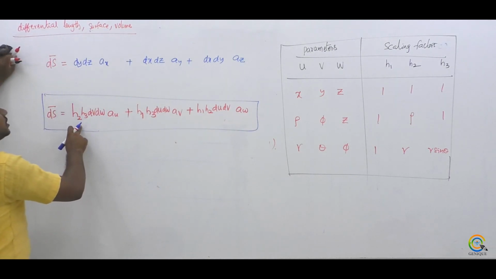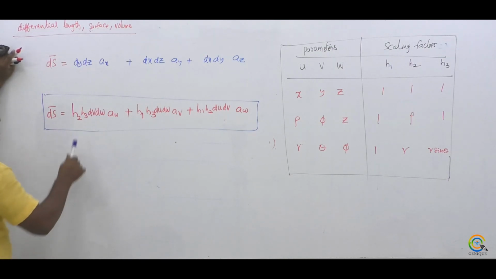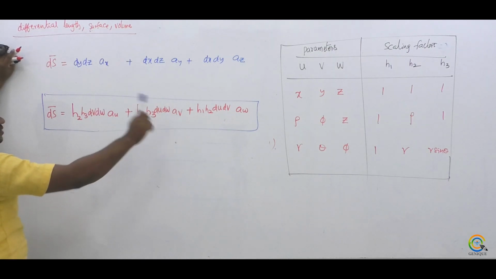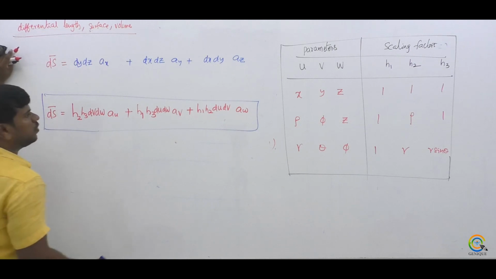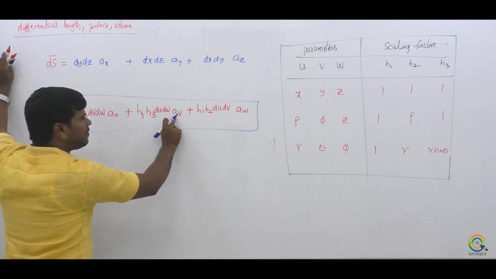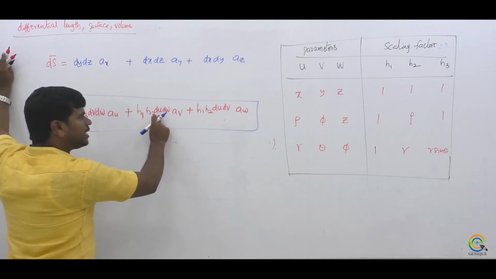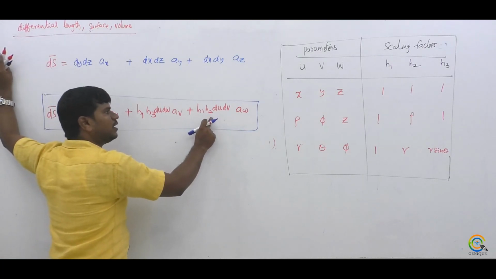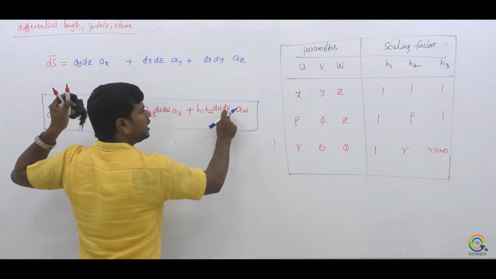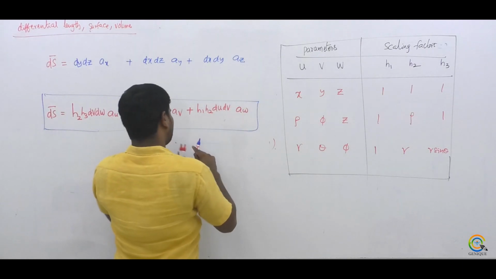Already, for the Cartesian coordinate system, what are h2 and h3? h2 h3 is 1, and dy dz ax. In the direction of ay, 1 into 1, dx dw means dz. Okay. 1 into 1, this is dx dy az. So this is for the Cartesian coordinate system.